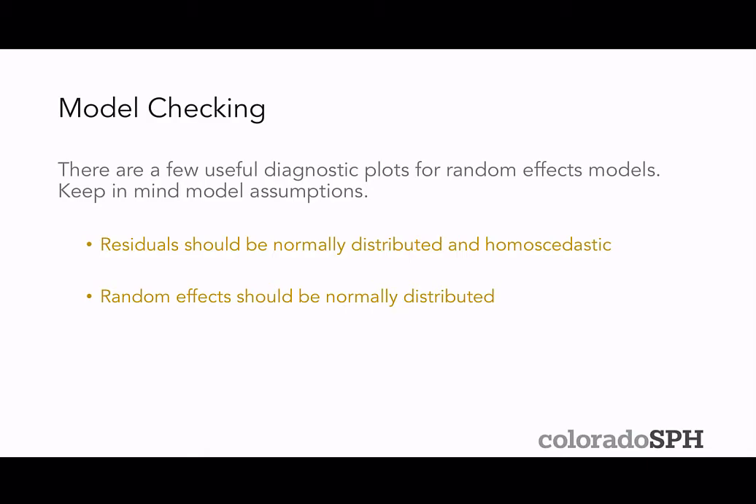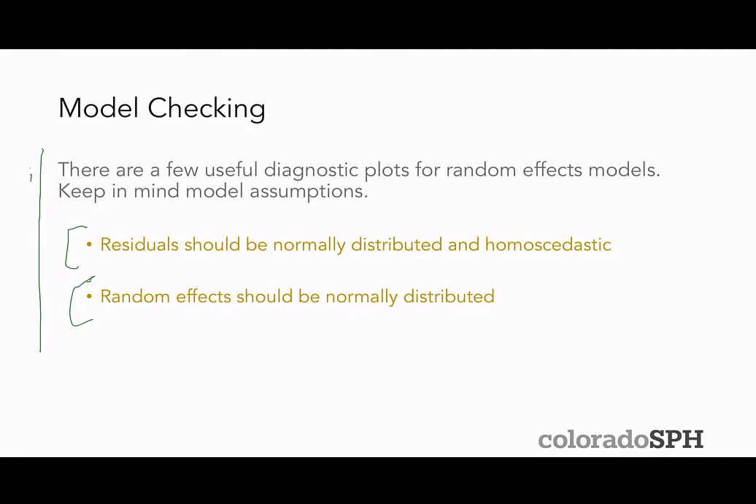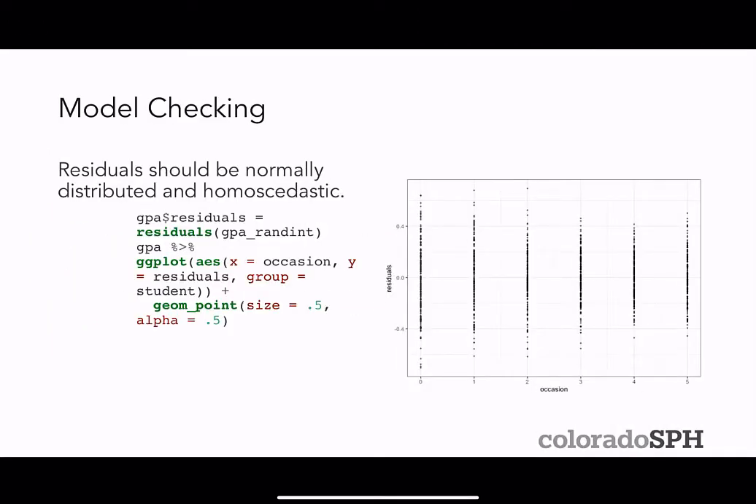Okay, so those both give us ways of getting inference on our fixed effects. What about diagnostic plots for your model, making sure that it's a model that you actually like? So a couple things to keep in mind when you're trying to evaluate your model are, one, that the residuals should be normally distributed and homoscedastic. And two, that the random effects should be normally distributed as well. So generally I make two plots associated with that to check these assumptions.